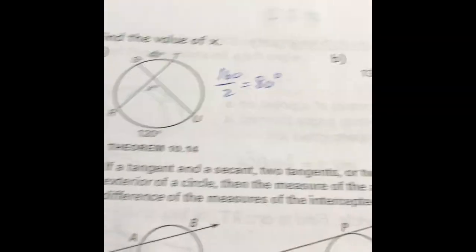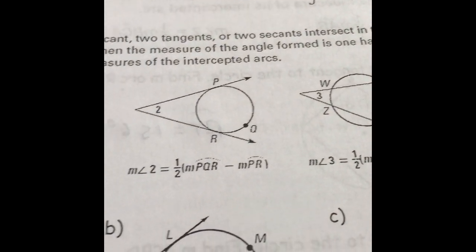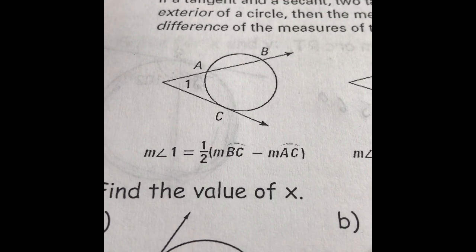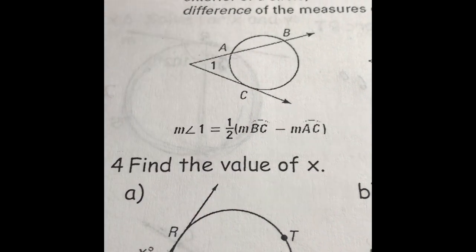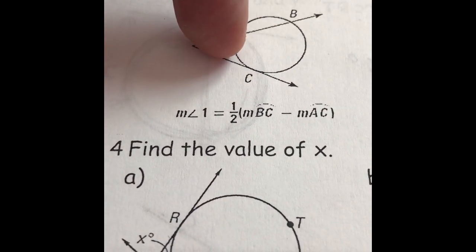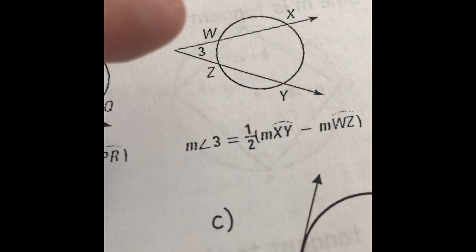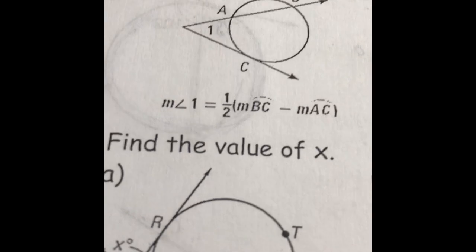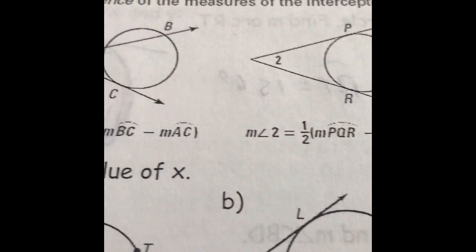All right, this is where things get a little complicated. Now, the good news is that all three of these are the same basic theorem. If you have a tangent and a secant, so remember, the tangent is the line that touches the outside of the circle once. The secant touches twice. If you have two tangents, or if you have two secants. Okay, so all three of the options are here. You can either have one secant, one tangent, two tangents, or two secants. The same rule applies, okay?